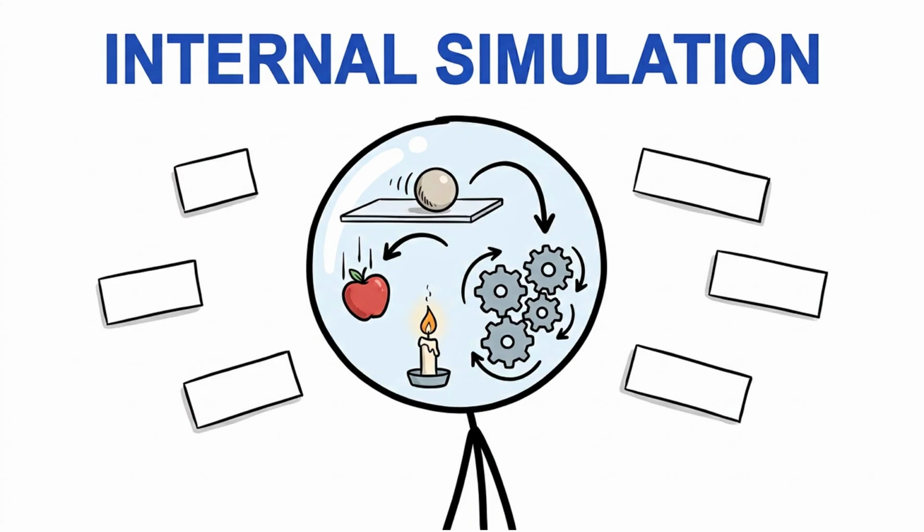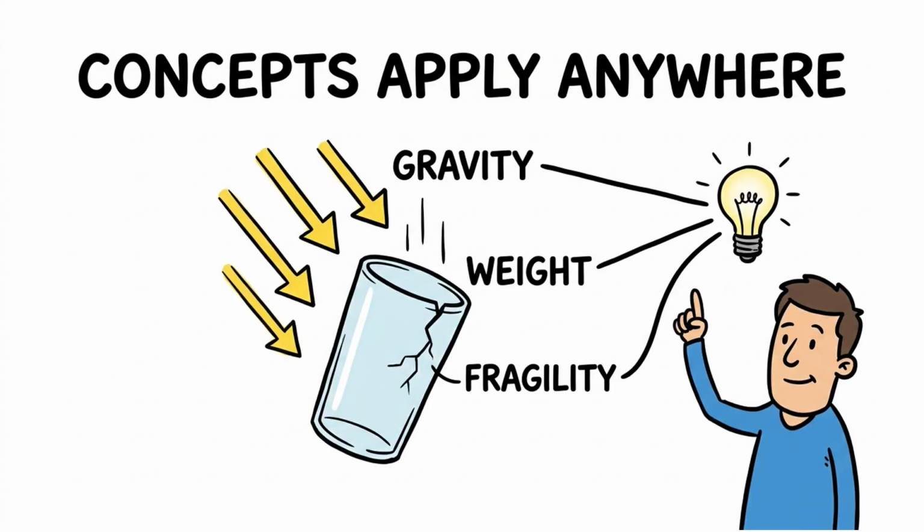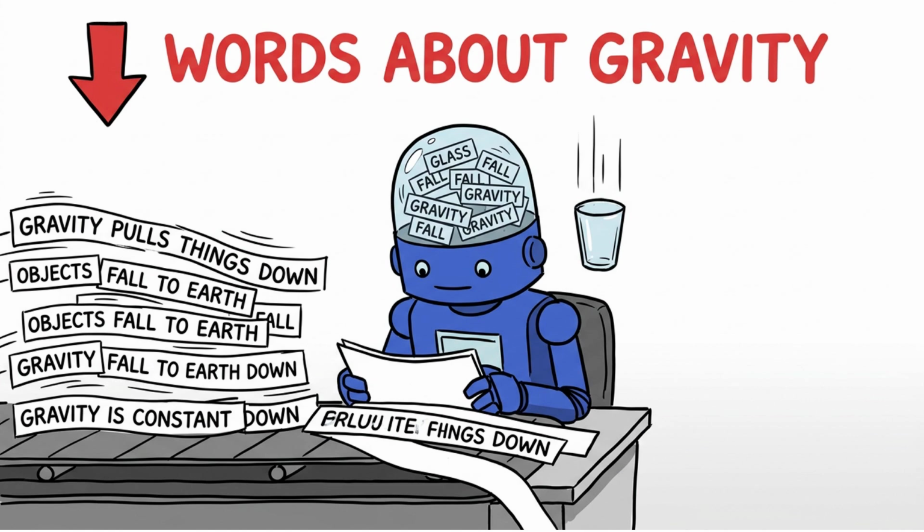A human doesn't just predict the next word when they think. They carry an internal simulation of how physical reality works. Push a glass off a table, and you know it will fall and probably shatter, not because you memorized that exact sentence somewhere, but because you understand gravity, weight, and fragility as concepts you can apply anywhere. Today's language models have no such internal simulation. They have language patterns about gravity. They don't have gravity.